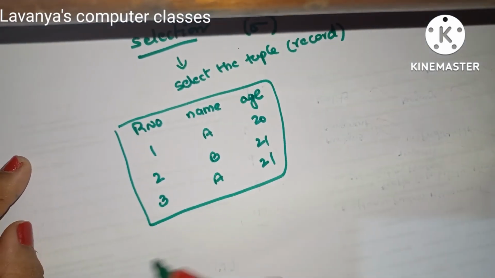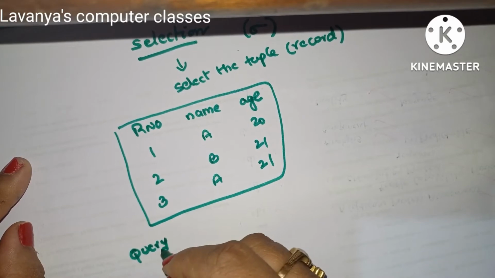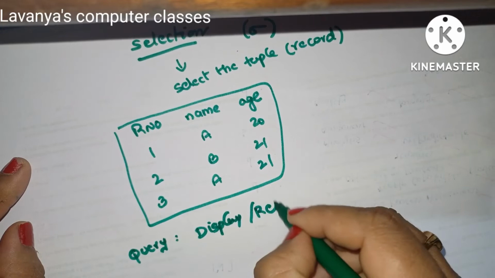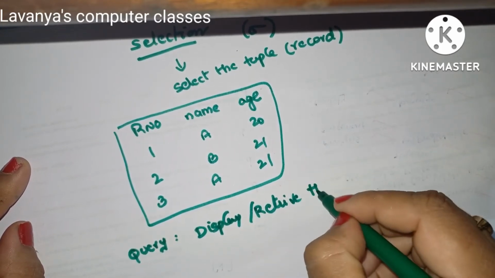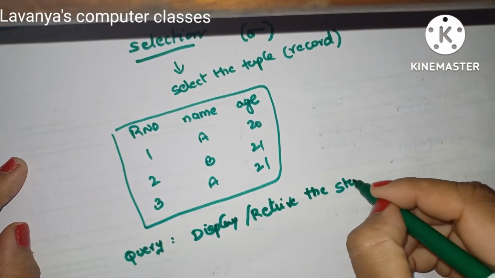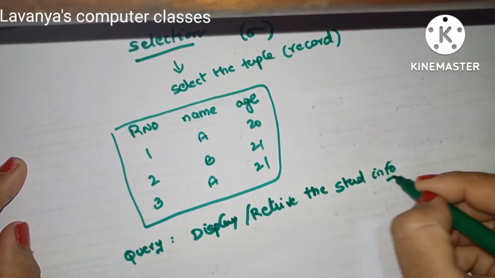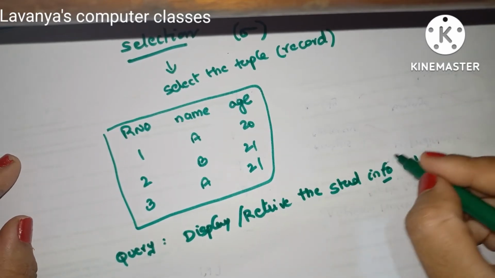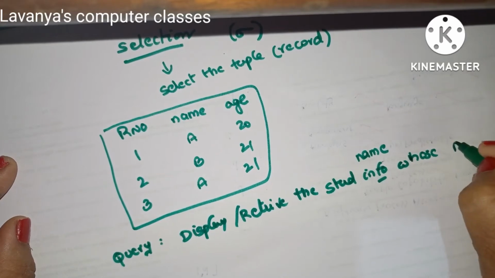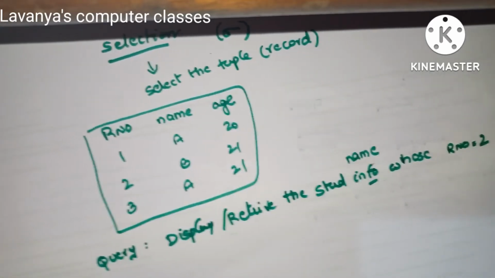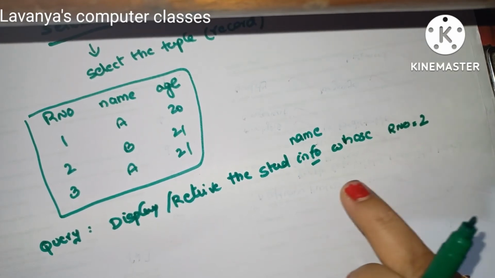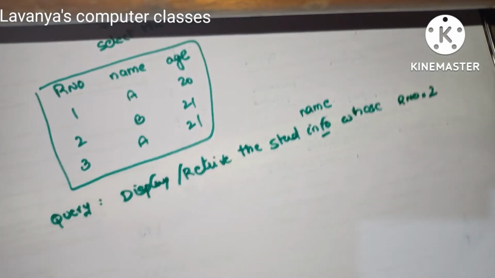Now my query is, what does query mean? A query is to display or retrieve the information. Retrieve the student's information, the student's name, whose roll number is 2. So which student has roll number 2, that student's name I require. So this is my query.